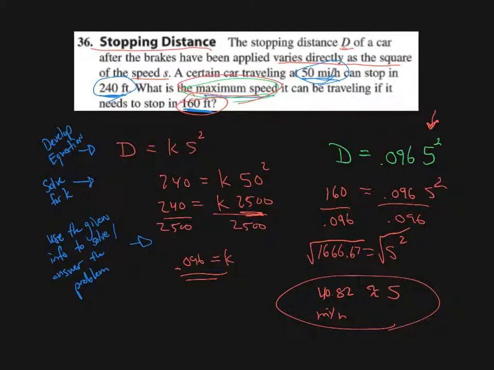So doesn't that make sense that if I have less space to stop than the 240, I have to be going slower than 50, and about 10 miles slower seems to be at a reasonable speed. That's it. So it's just, what seems reasonable.